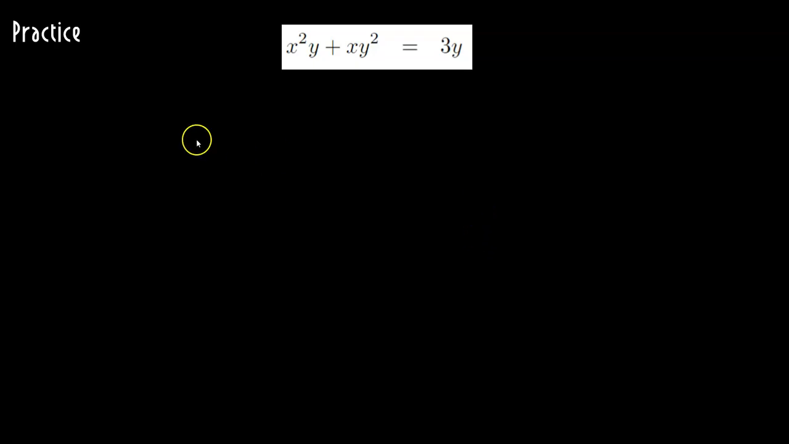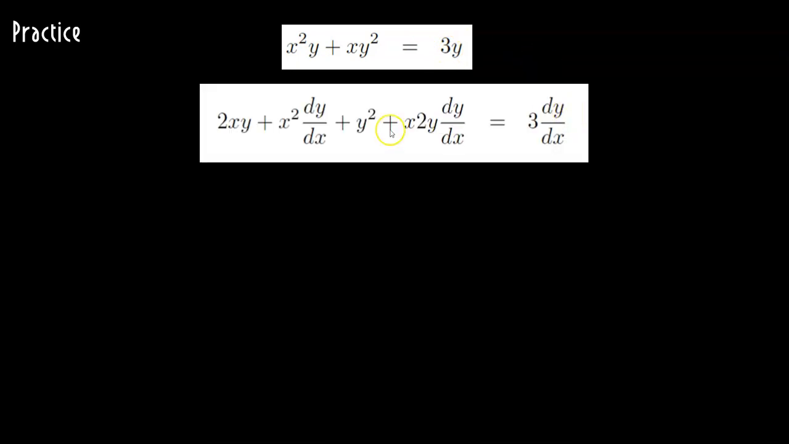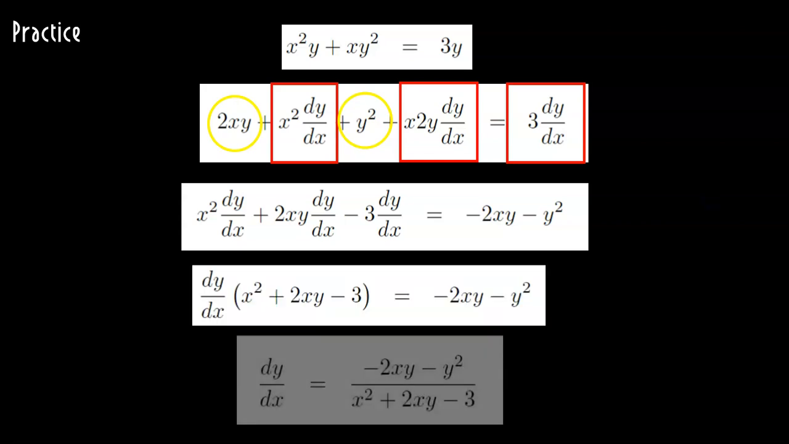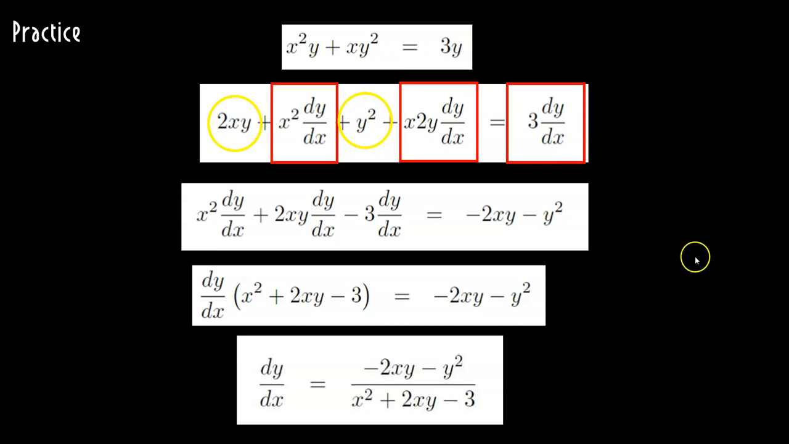I didn't do that. Anyway, doing the product rule, and then just 3 dy/dx on the right, I get 2xy plus x squared dy/dx. That all came from the first expression. The second expression gives me y squared plus x times 2y dy/dx. And on the right, I have 3 times dy/dx. I want the dy/dx stuff on the left and everything else on the right. So let's do that. Now we have to factor out the dy/dx and divide by the stuff attached to the dy/dx. So let's try one last example.